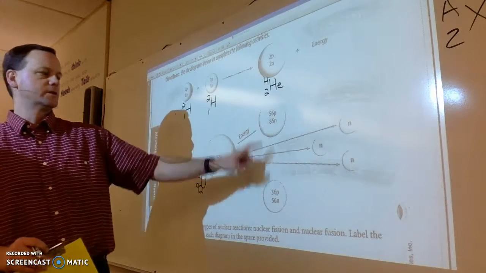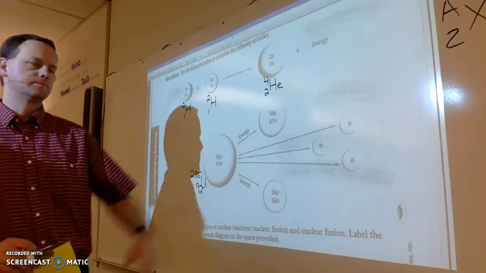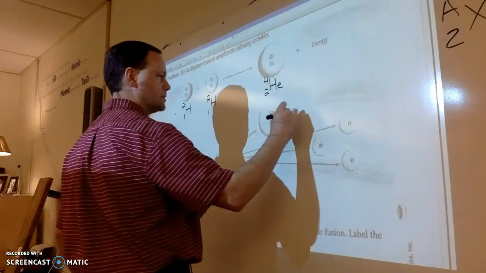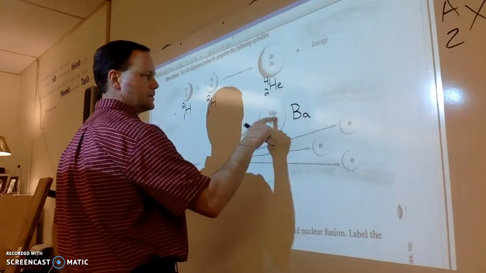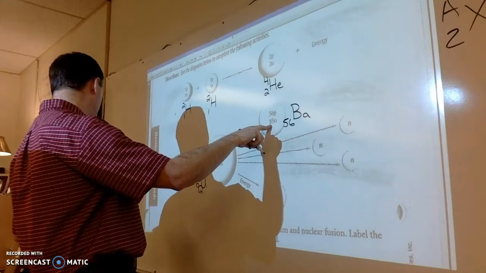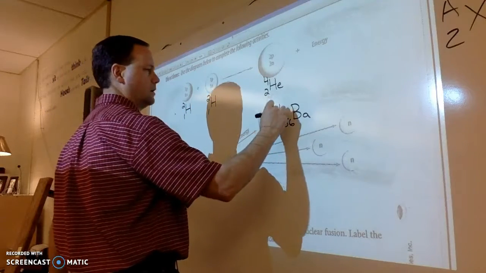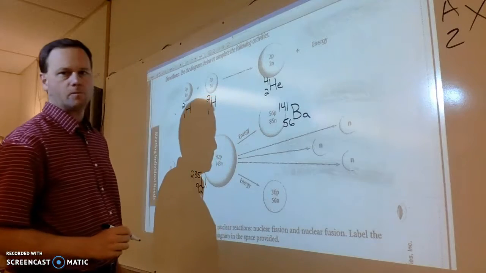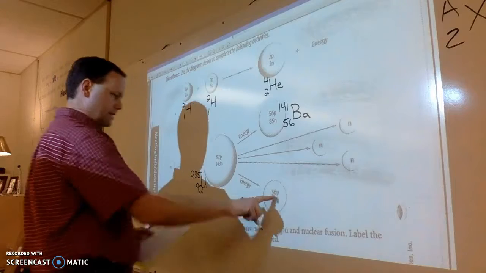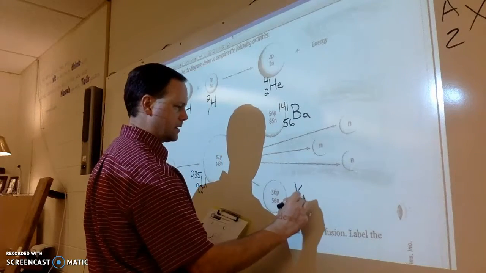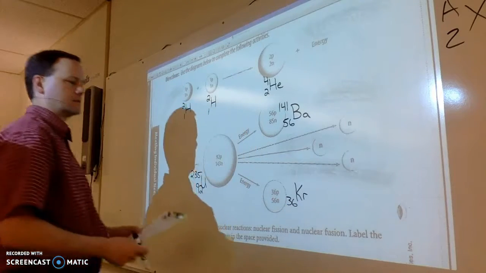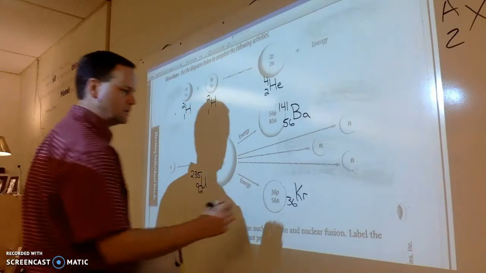Okay, now we've got these 2 guys we also have to name or label. All right, this one, look at your periodic table. It is barium. So we'll write Ba. 56 protons. There's a 56 right there. 56 plus 85 is going to give you 141. And then down here, 36 protons means it's krypton, Kr, 36 on the bottom. And then 56 plus 36 gives me 92.